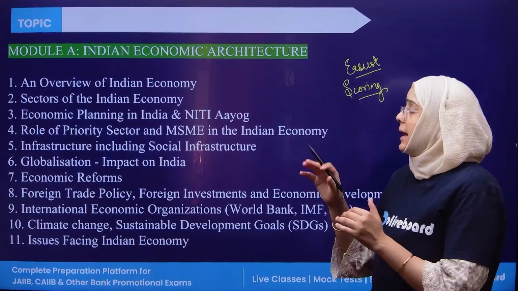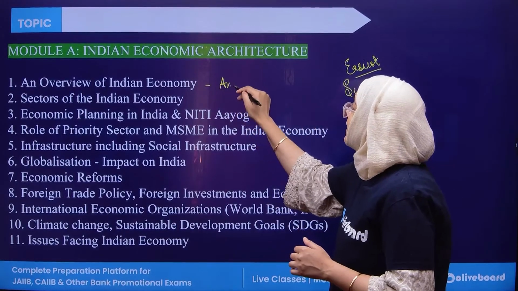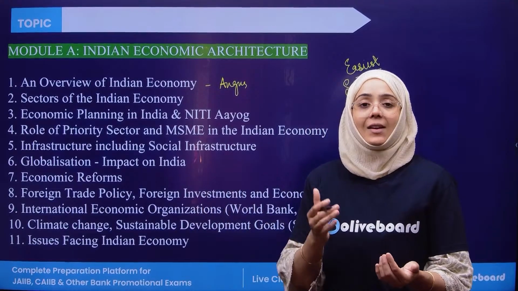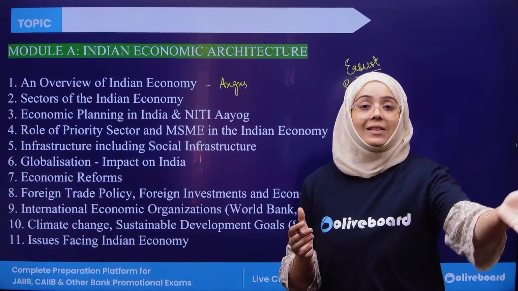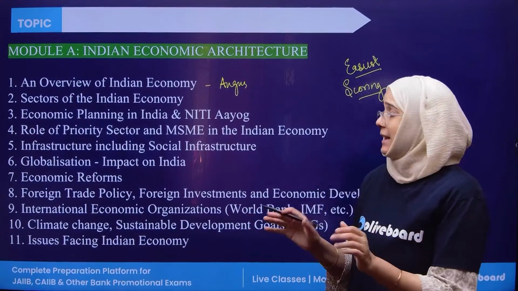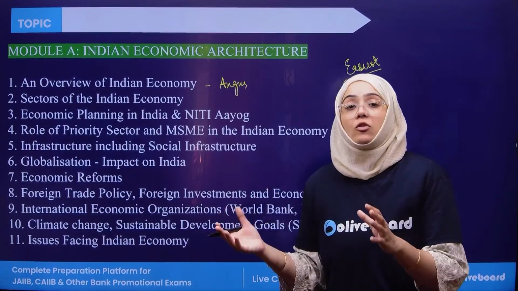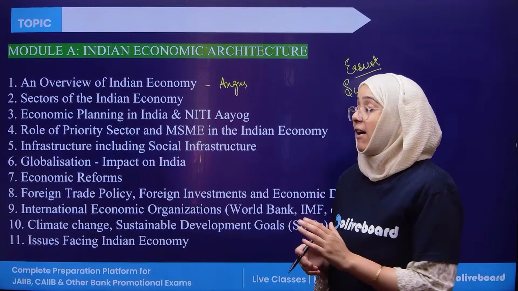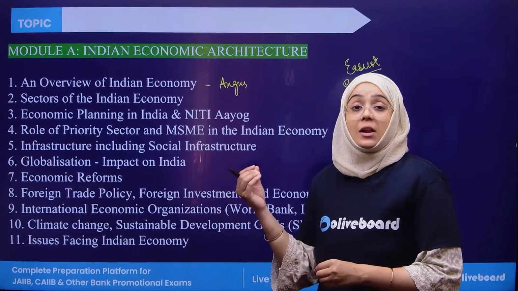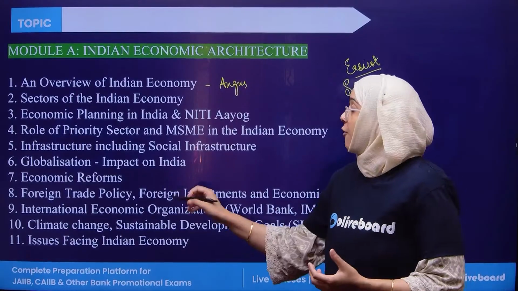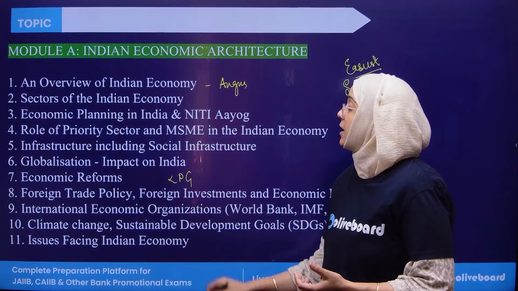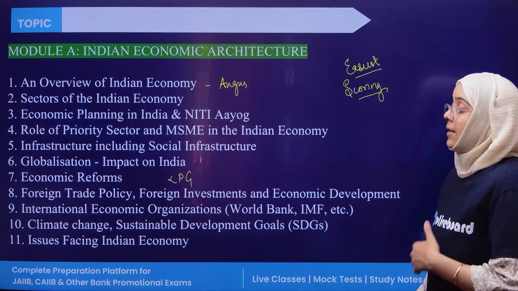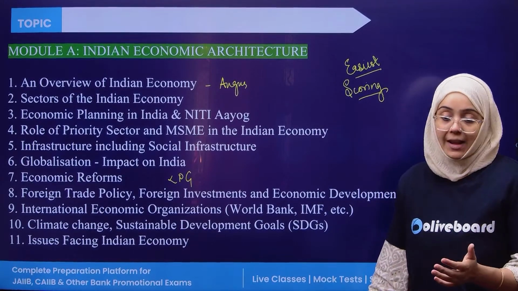For example, in the first chapter, the economic database is very important. Second is sectors of the Indian economy: primary, secondary, tertiary, quaternary, sunrise sector. Very important, very easy. Economic planning, where we will talk about 5-year plans. Role of priority sector: what are the identified priority sectors? Infrastructure, globalization, economic reform. We have learned about LPG; we will learn about liberalization, privatization, and globalization in this topic. Then climate change, then issues facing the Indian economy.